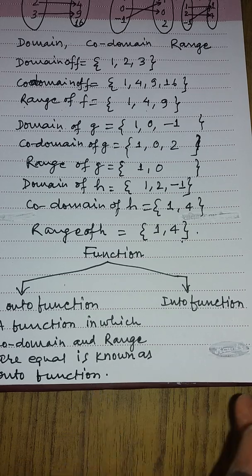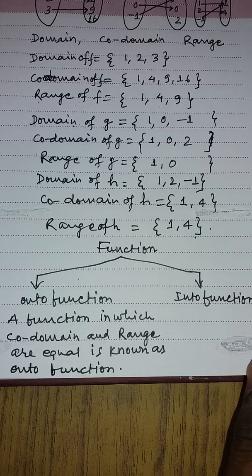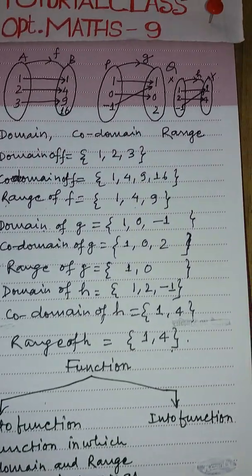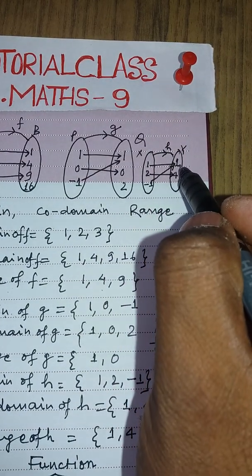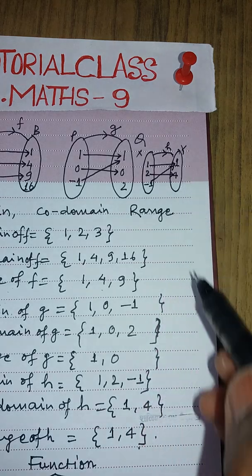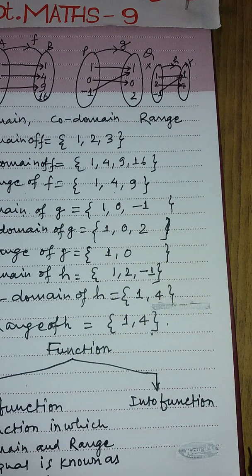Student, to be an onto function, codomain and range should be the same. You are getting this here in the third example. See here, third example, codomain is 1, 4, range is also 1, 4. So H is the example of onto function.